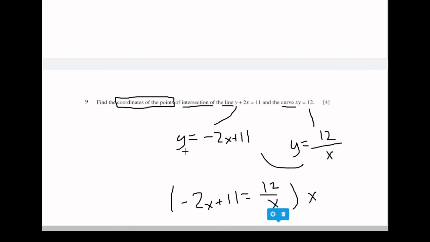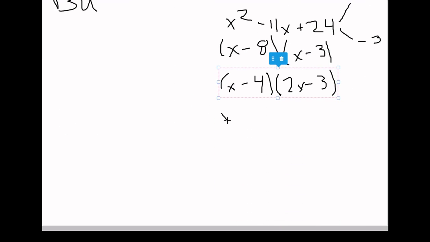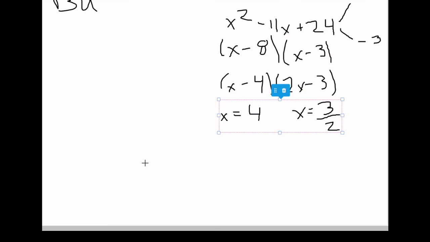And what were we looking for? Oh, the coordinates of the points. So we need to solve for x. So that would be x equals 4. And x equals, we would add the 3, then we divide by the 2. So those are our x's. That's not our final answer because we're looking for the coordinates.